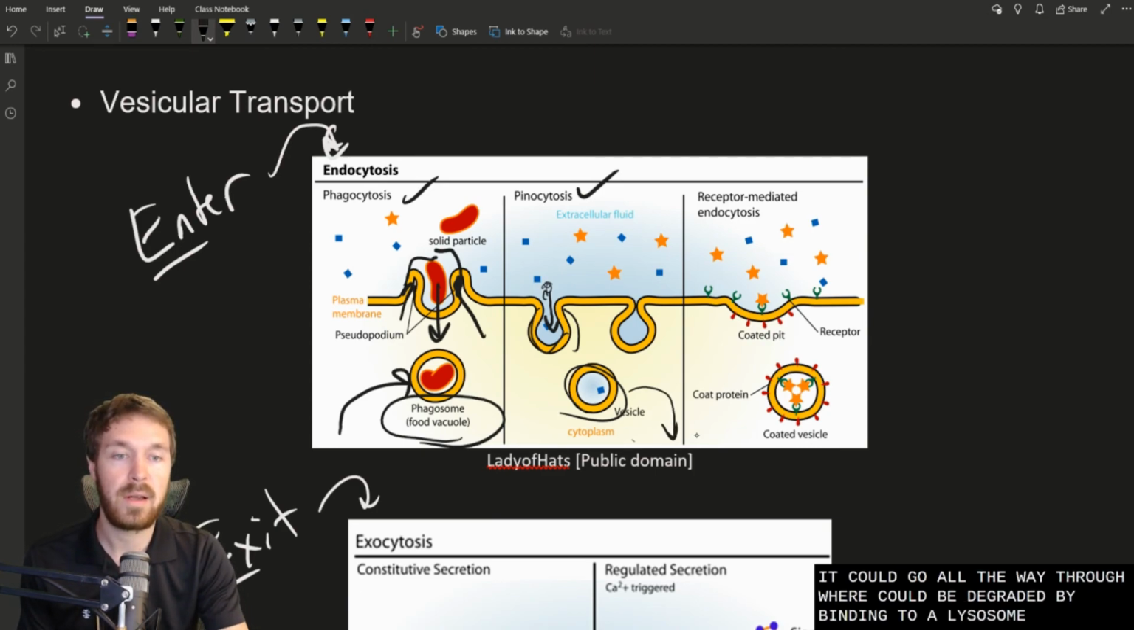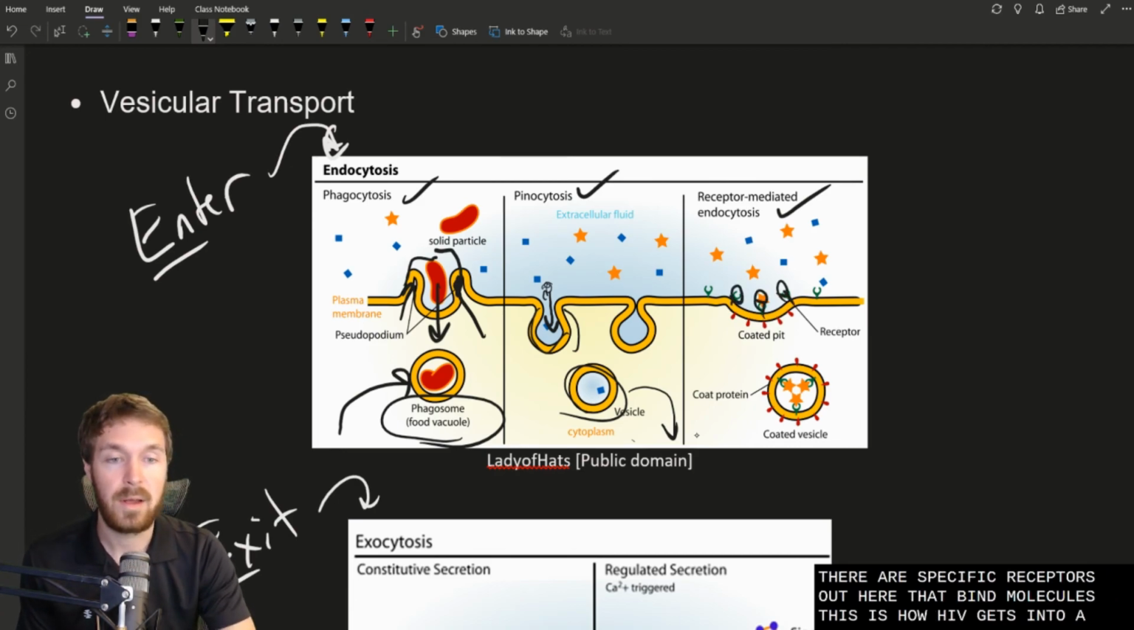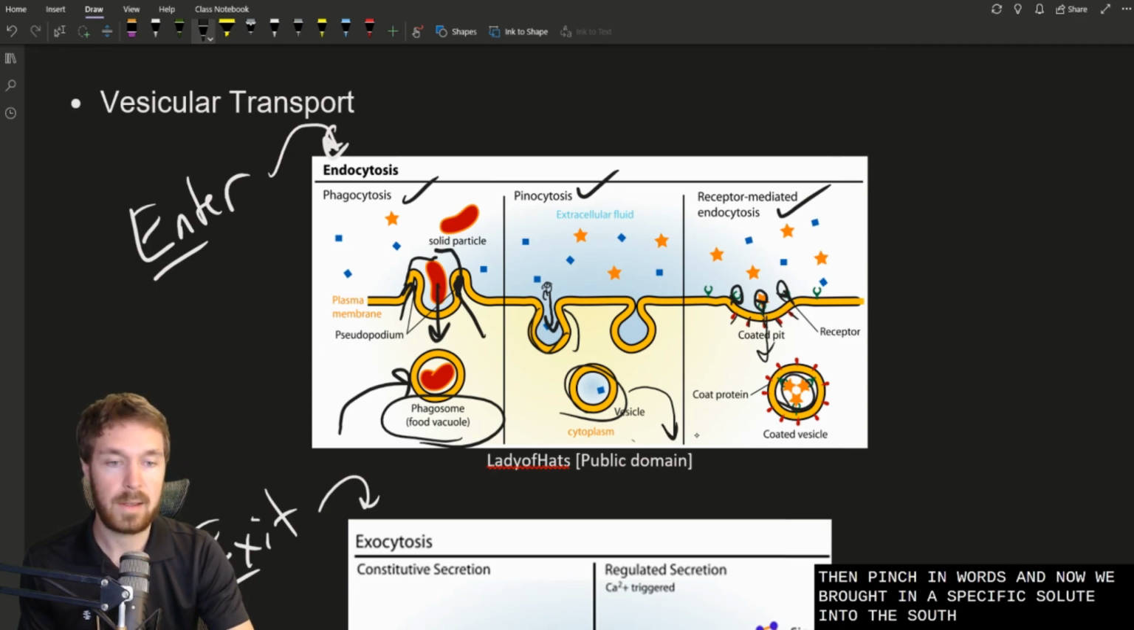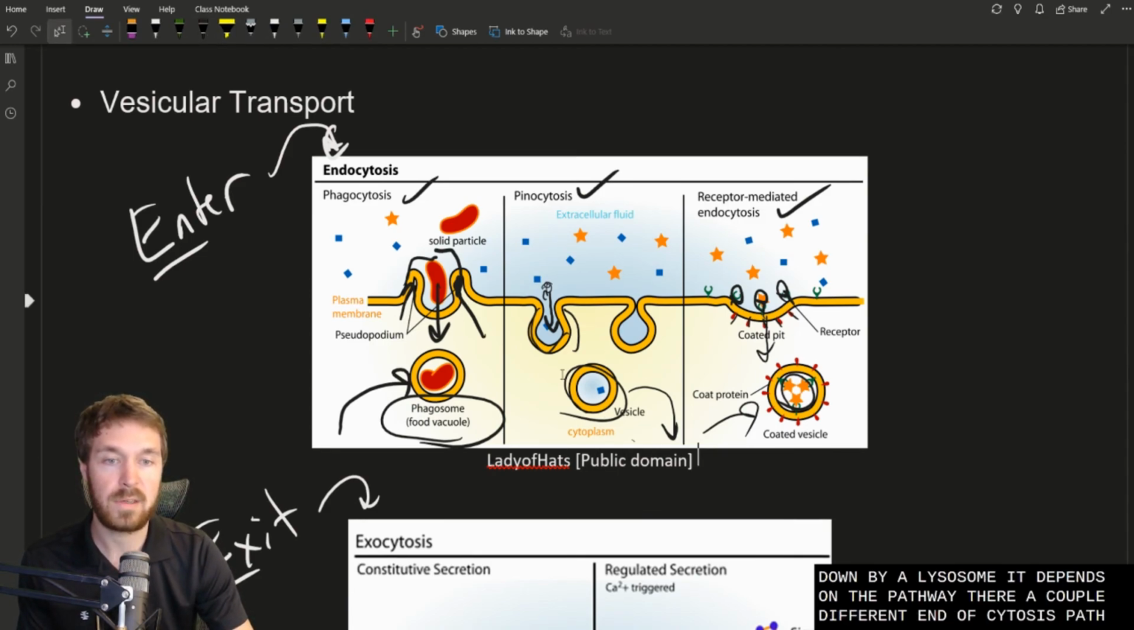And now this one here is receptor-mediated endocytosis. It's similar to pinocytosis. However, there are specific receptors out here that bind molecules. This is how HIV gets into a cell, as an example. I'm not saying all of these receptors are bad. They're very important, especially in the immune system. So here, this binds the star. These are also coated, so they're labeled, so we know what they are once they get inside. They then pinch inwards, and now we brought in a specific solute into the cell. And again, this can go through, or it can be broken down by a lysosome. It depends on the pathway. There are a couple different endocytosis pathways these molecules could go through.